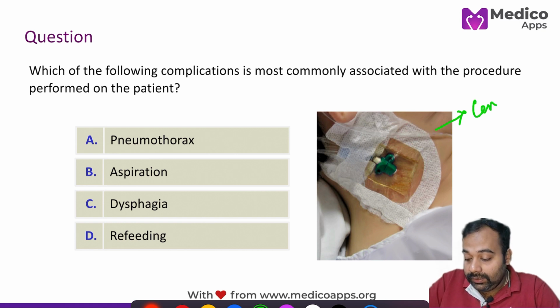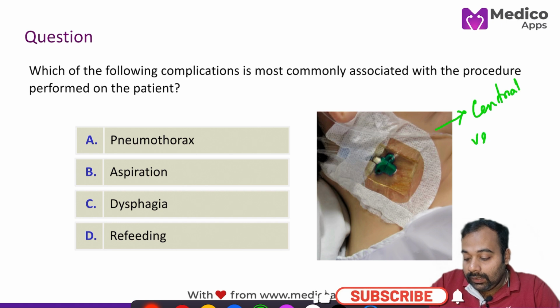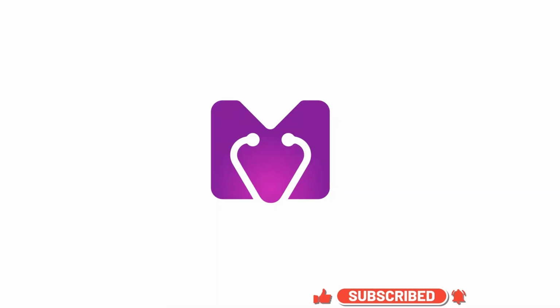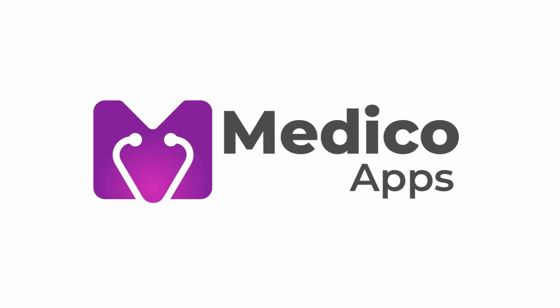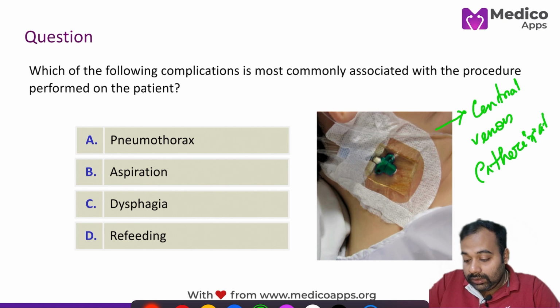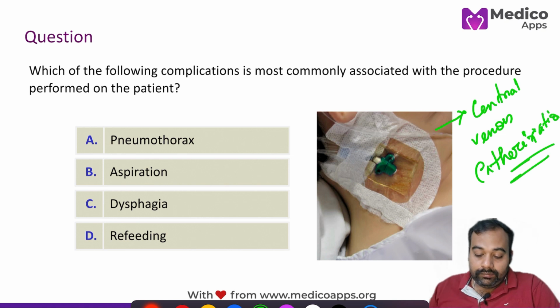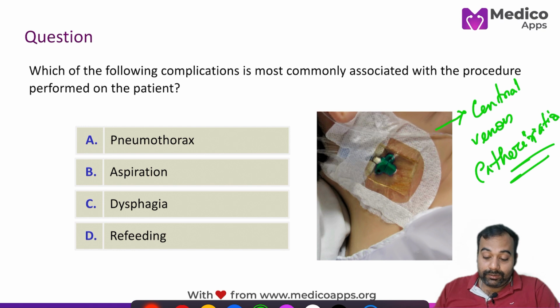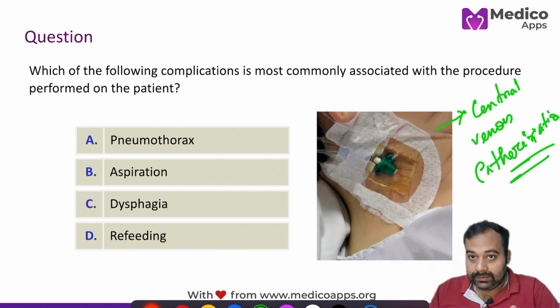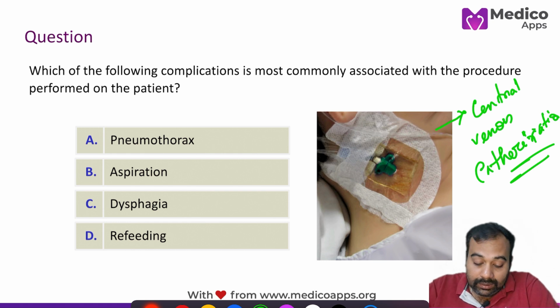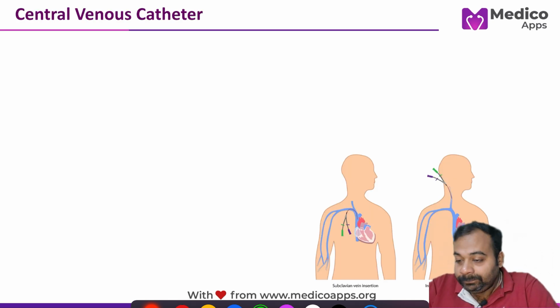So it's a central venous catheterization, right? Now they are asking which of the following complications is associated with this central venous catheterization. Option A is pneumothorax, option B is aspiration, option C is dysphagia, and option D is refeeding.